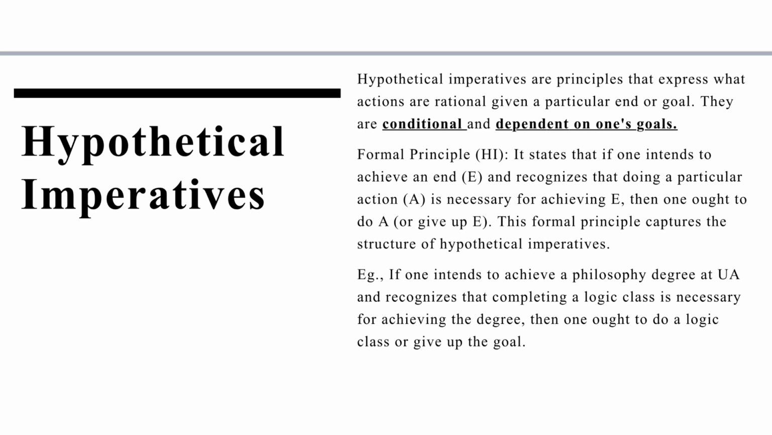Then Kant tries to formulate this into a formal principle, and it will always look like this. So that is the formal principle HI here. I'll not read it. This formal principle captures the structure of hypothetical imperatives. It tells us that for any demand to apply to a rational agent, there is always an end; if one gives up that end, then the demand will no longer apply. So always think about, okay, what ends are we talking about here?